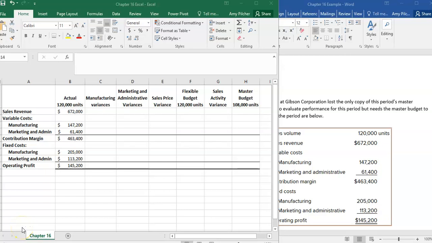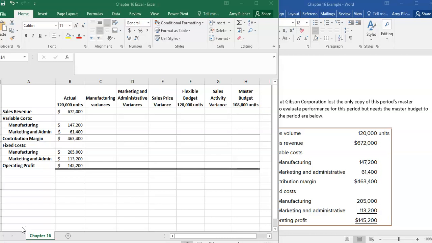In this video, we're looking at an example of variance analysis from chapter 16. So this is using problem information to recreate the profit variance analysis that's shown in your textbook in Exhibit 16.5. I've already pre-filled the actual information from this problem. The only information we have is the actual information. We lost the master budget, but we have some information about things that would have happened in the master budget.